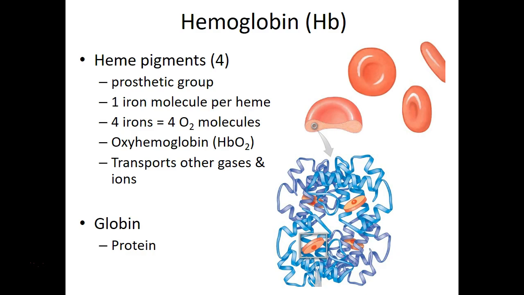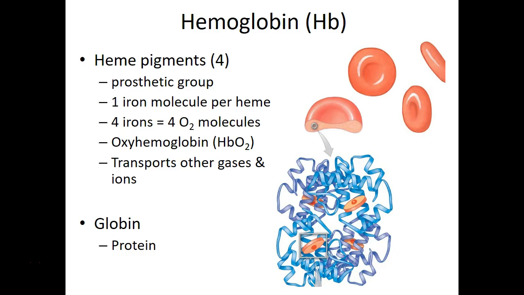So here we have 4 irons, which means that we have 4 heme groups that are going to bind 4 oxygen molecules per hemoglobin. Right? For every hemoglobin subunit, just one of these guys, we get 1 oxygen. Everybody following me on the terminology so far? Okay.